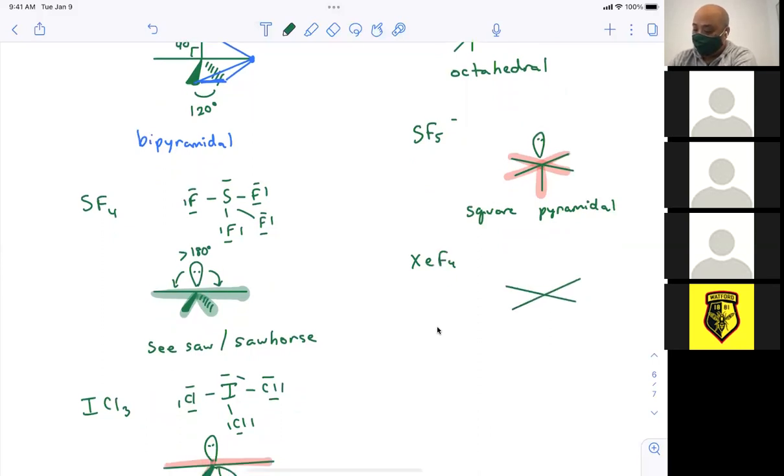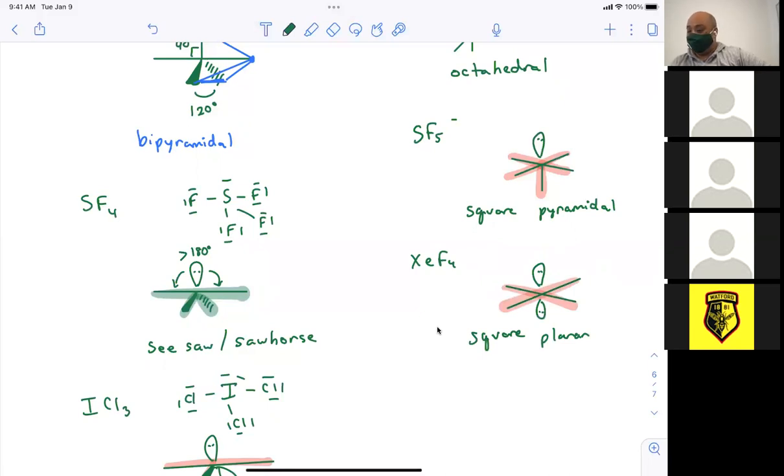XeF4. We start with the SF5 minus. Where would you put the second lone pair so that it's as far away from the other lone pair as possible? The bottom. So we get rid of that line, and that becomes a lone pair. What's the remaining shape here? What shape does it form? Just like the previous one, a square. But because you have 2 lone pairs pushing it flat, it's planar. It's square planar.